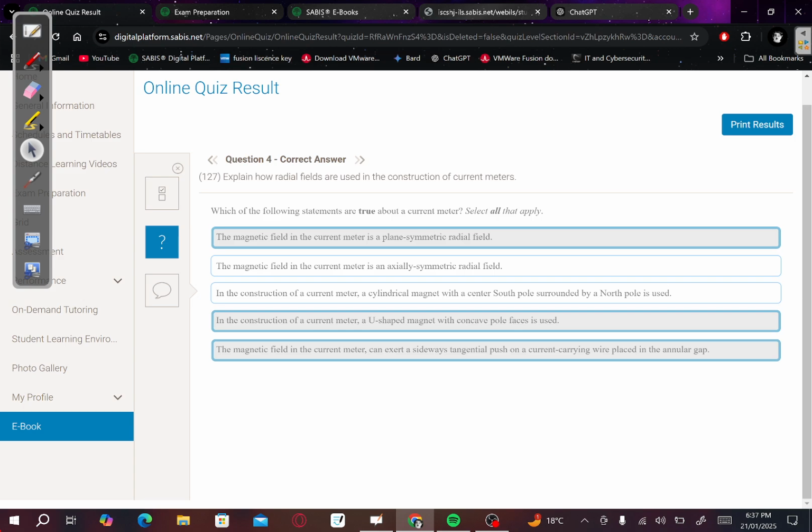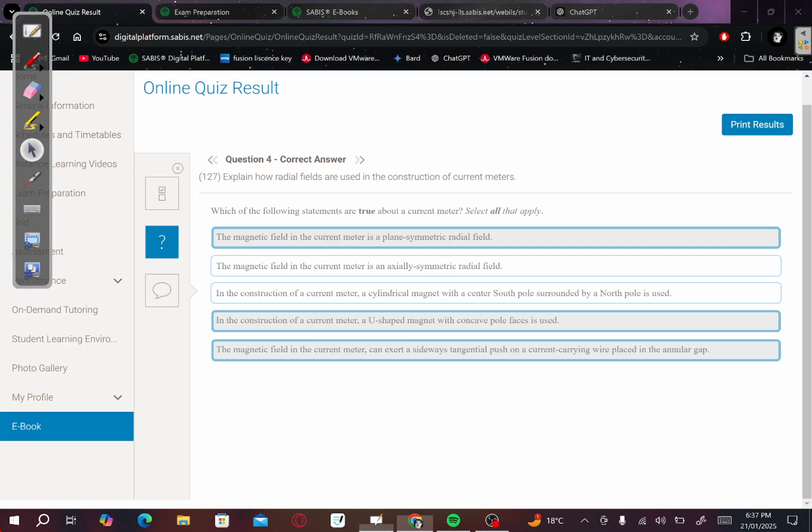Whatever. Which of the following statements are true about the current meter? The magnetic field is a plane symmetric radial field. In a construction of a current meter, a U-shaped magnet with concave pole faces is used, and the magnetic field in a current meter can exert a sideways tangential push on a current carrying wire in the annular gap. Okay, now this one's pure memorization. I don't really think I can explain anything. Just know that in a current meter, you're gonna have a plane symmetric radial field and not axially symmetric. This is wrong. This is correct for the current meter. I think the axially symmetric one is for the loudspeaker. I'm not sure.